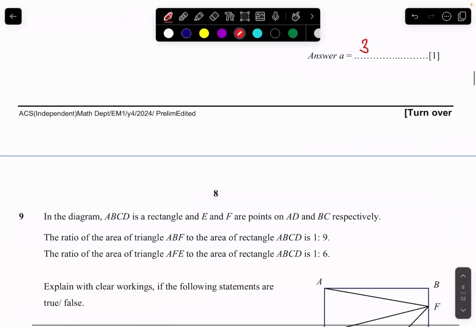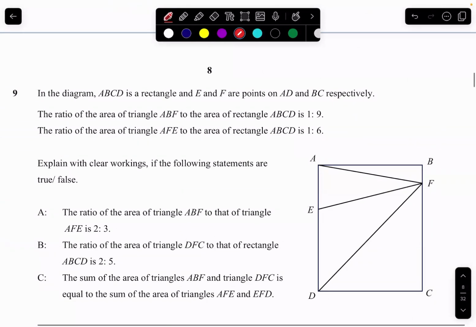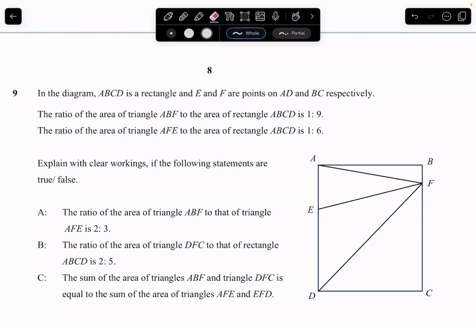Okay, next question, question 9. In the diagram, ABCD is a rectangle. E and F are points on AD and BC respectively. The ratio of the area of triangle ABF to the area of the rectangle is 1:9. Now the ratio of triangle AFE, this triangle, to the whole rectangle is 1:6. Now explain with clear workings if the following are true or false. A: the ratio of the area of ABF to AFE is 2:3.